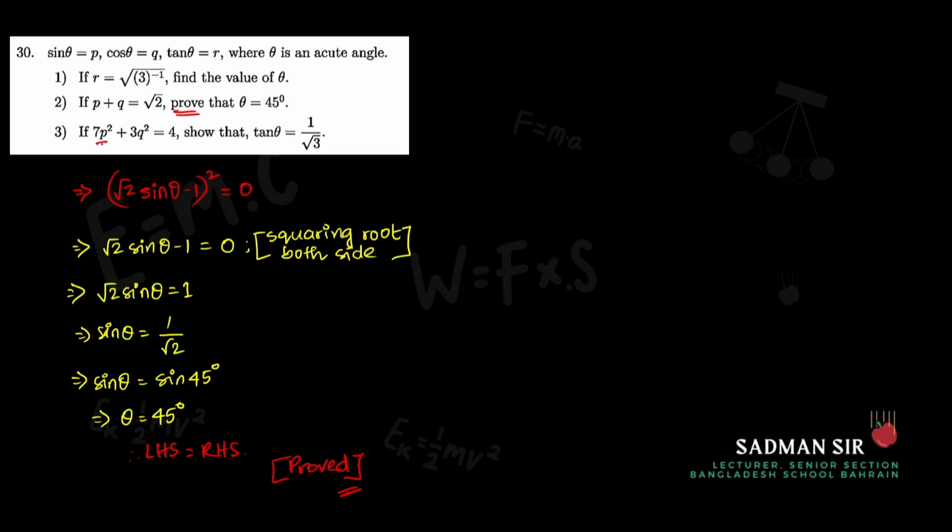Let us get started with number 3. Number 3 says 7p square plus 3q square equal to 4. And from this we have to show something: tan theta equal to 1 by root 3. So let us continue our calculation. 7 into p square. P is sine theta. It will be sine square theta plus 3 into q is cos square, so cos square theta equal to 4.